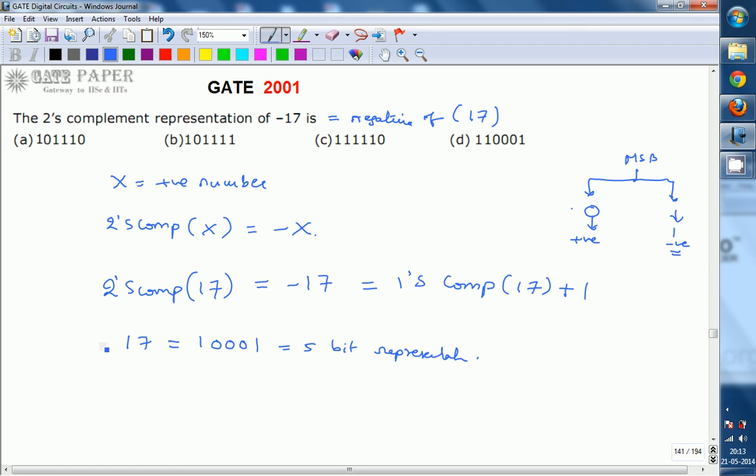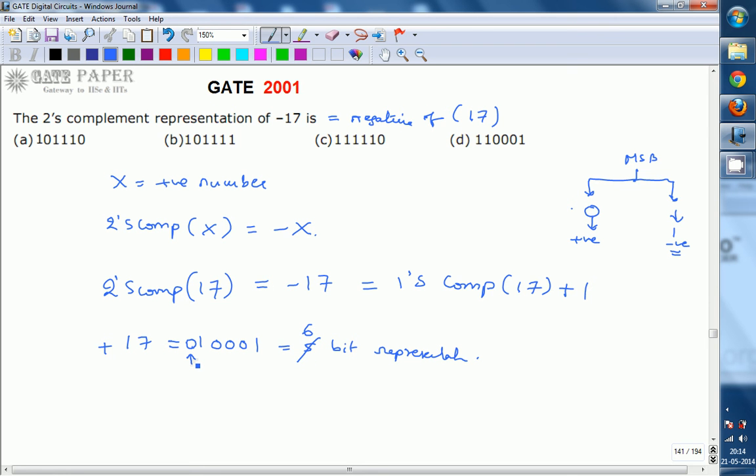Now if we write plus 17 as 10001, it starts with 1, so this representation is not valid whenever you are including negative numbers. You must place a 0 in front, so you cannot represent plus 17 using 5 bits. You require a minimum of 6 bits, because the MSB has to be 0 to say it is plus, and the magnitude value is 10001. So this is the 6-bit representation of 17.